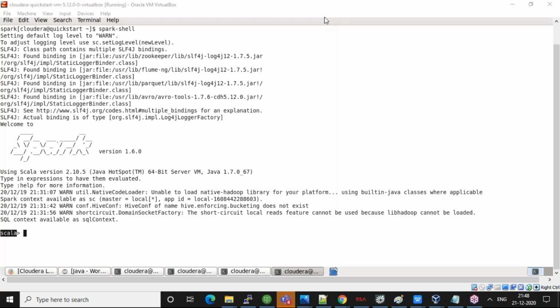Suppose I have 8 GB RAM, will it support? No, with 8 GB RAM, you would have to allocate all 8 GB to Cloudera only. Then your system will hang. Hang means you are unable to do any work on your system.